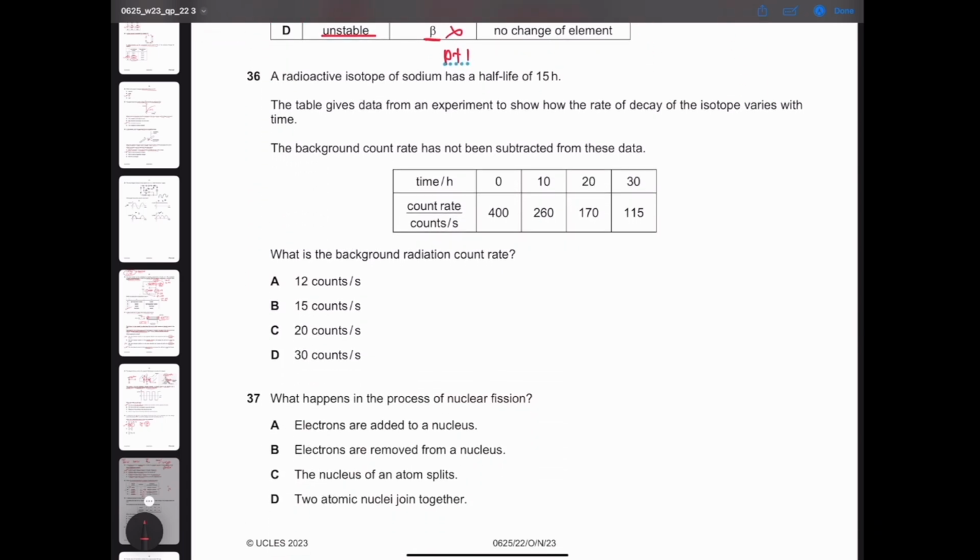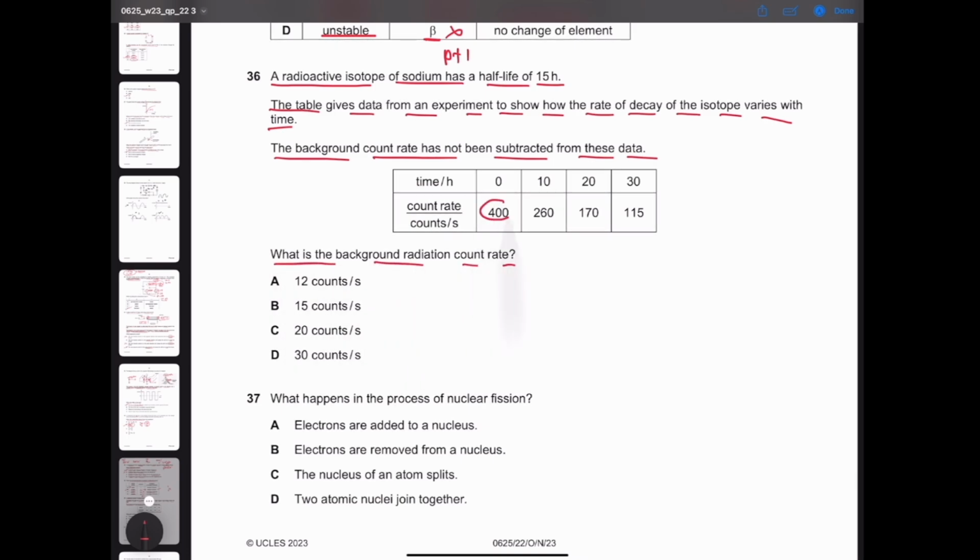Listen to me carefully for this. A radioactive isotope of sodium has a half-life of 15 hours. The table gives data from an experiment to show how the rate of decay of the isotope varies with time. The background count rate has not been subtracted from this data. What is the background count rate? Now, just think about it.